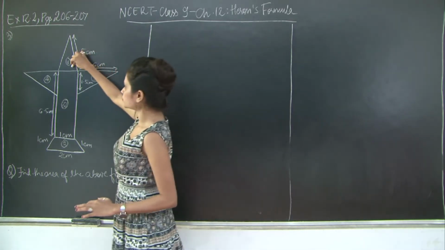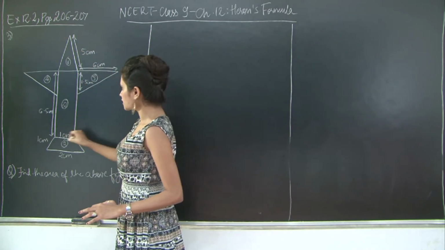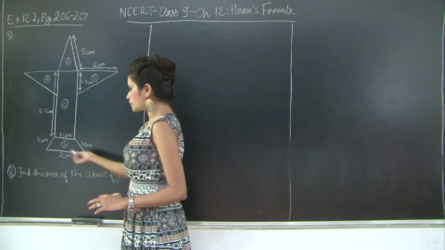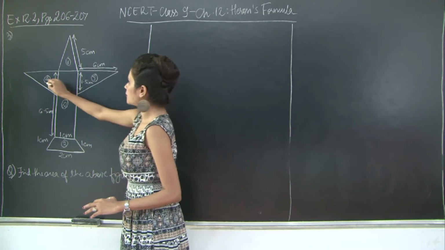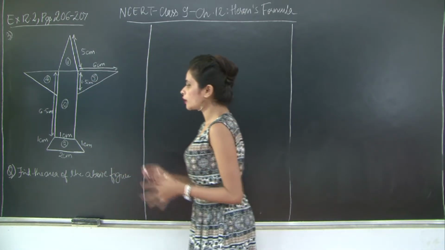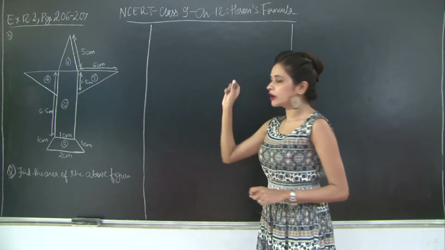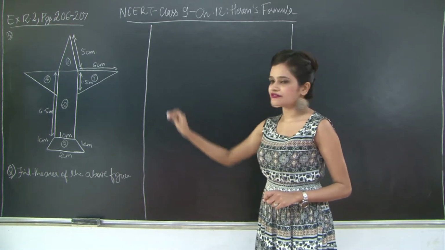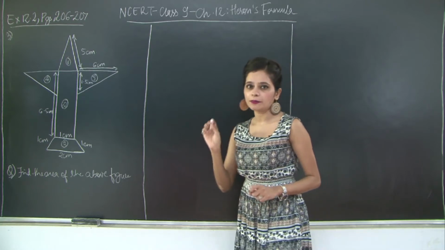So, the first part, if you can see, is a triangle. The second part is a rectangle. The third part is a trapezium. And the fourth and fifth part are triangles. So, how we are going to find the area of this figure? We are going to add the areas of these 5 parts to find the area of the paper used.